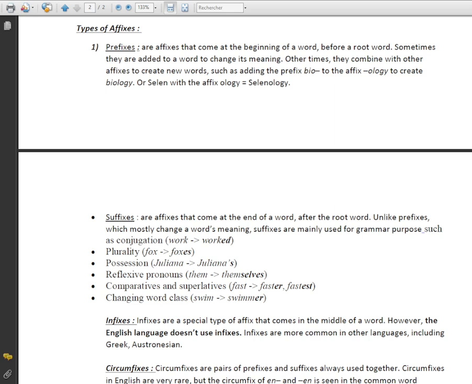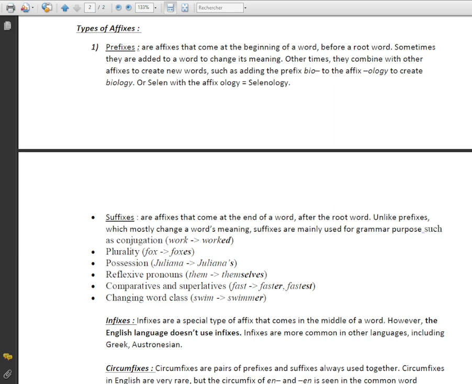Or, for example, we've got Selene with the affix ology, and thus it turns into selenology, which refers to the study of the moon. Biology refers to the study of life, of nature, and such. So there are several cases which involve the use of prefixes in such ways. Then we've got another one, the suffixes.